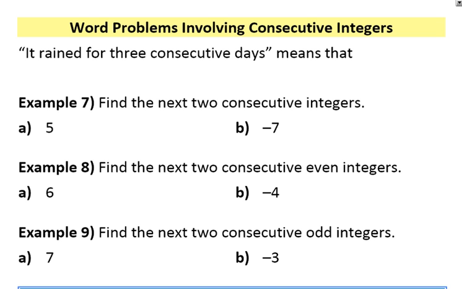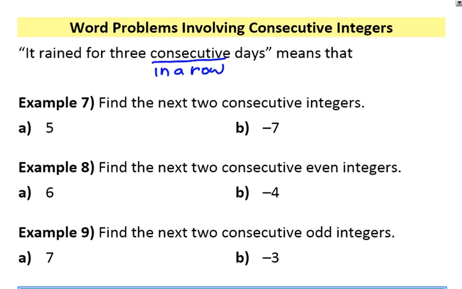This group of problems, we're going to be talking about consecutive integers. Consider it rained for 3 consecutive days. That means that it rains for 3 days in a row. So the word consecutive means in a row. So when we talk about consecutive integers, we're talking about integers that come in a row, one right after the other. So find the next 2 consecutive integers, for example, 7.